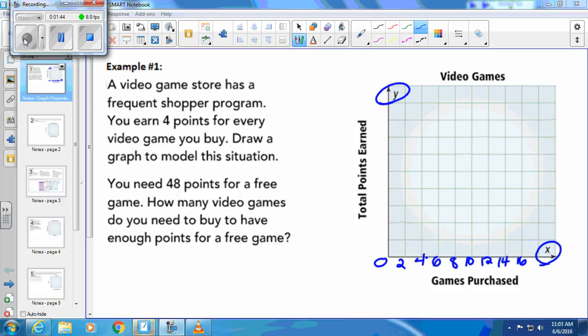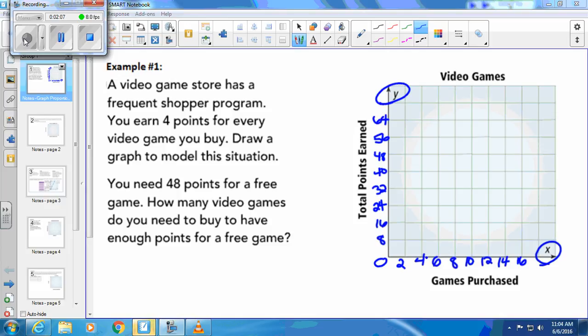Then I need to match up on my y-axis that if I bought one game, I get 4 points. 2 games will get me 8 points. 4 games gets me 16. And so forth. I'm just going to keep going up by 8. So 8, 16, 24, 32, 40, 48, 56, 64.